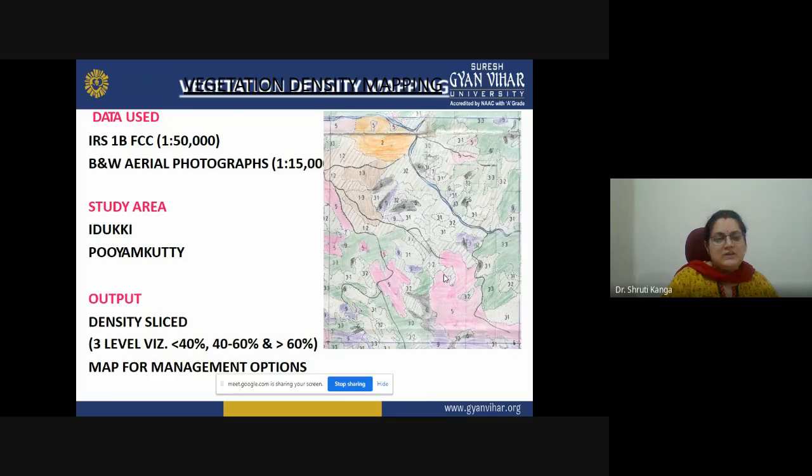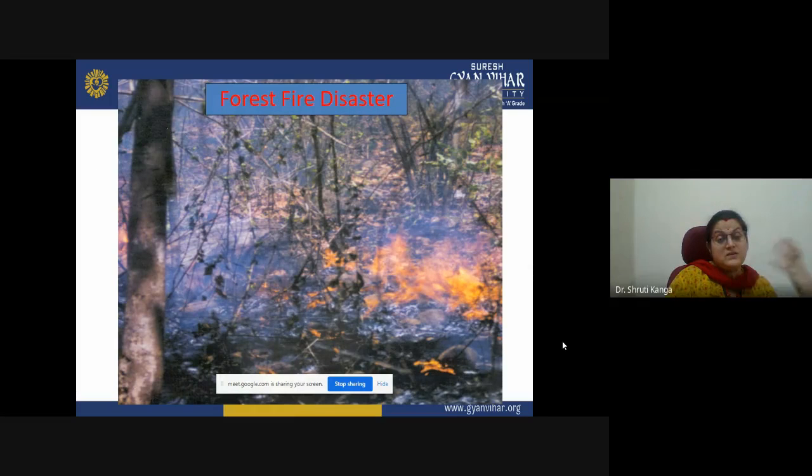Then the vegetation density mapping, where they have used the NDVI technique, and the density was sliced on the basis of three levels, where in the classification we have calculated below 40% may be degraded forest, 40 to 60 may be dense, and more than 60 may be very dense forest. Then the forest fire disaster was also found in the area.